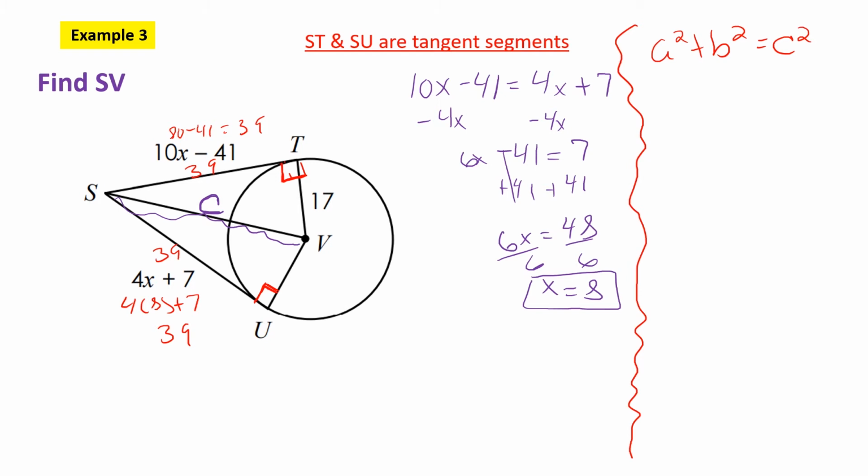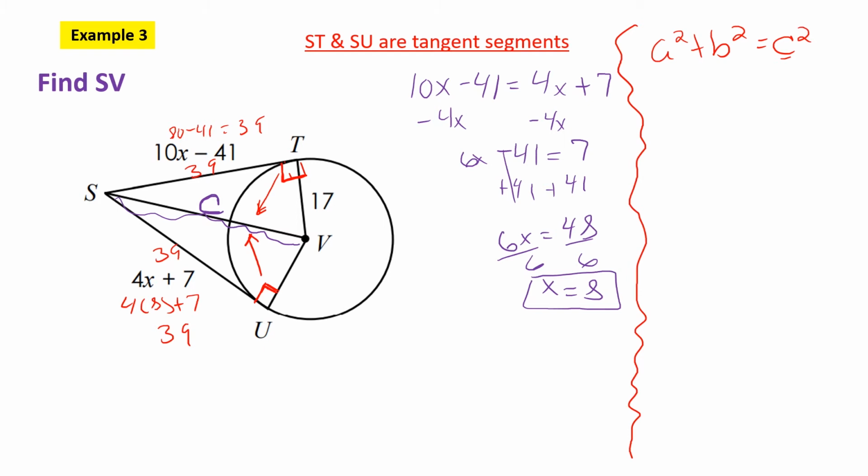Remember, the hypotenuse is always opposite the right angle. So in this case, SV is opposite the right angle, right? It's opposite both right angles. So it would be the hypotenuse of either one of those triangles, because we're going to get the same thing, because the sides are the same. And ST and TV are legs, or SU and UV are legs, right? Because they are not the hypotenuse.